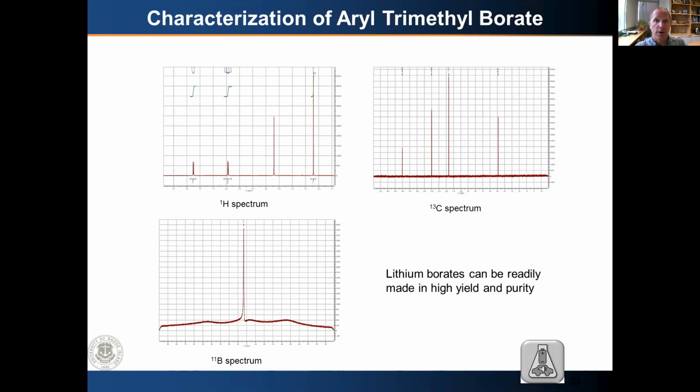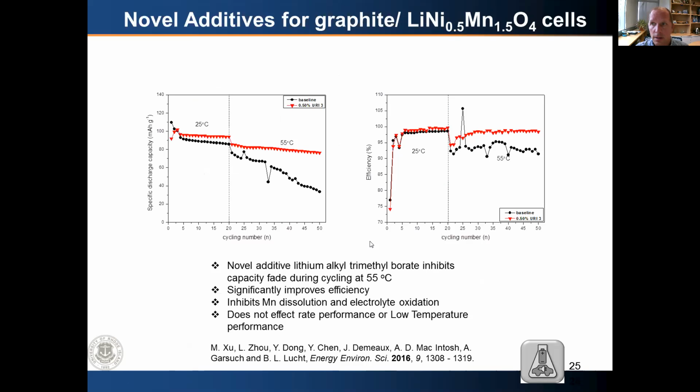Just for an example, we can characterize all of these different aryl trimethyl borate species by NMR spectroscopy. As you can see from the proton, carbon-13, and boron-11 NMR spectra, these species are very clean. There's really nothing else present in these spectra other than the compounds that are desired. And as I said, they can be made both in high yield and also high purity.